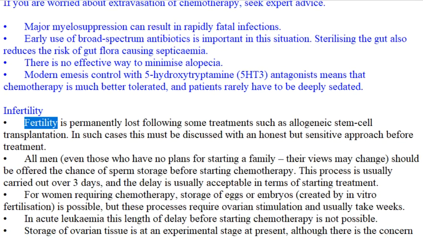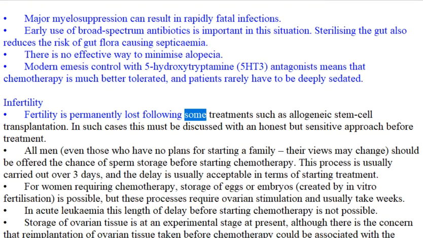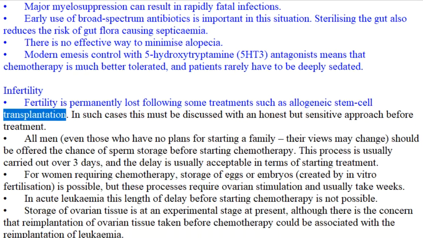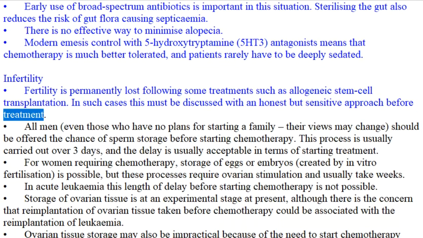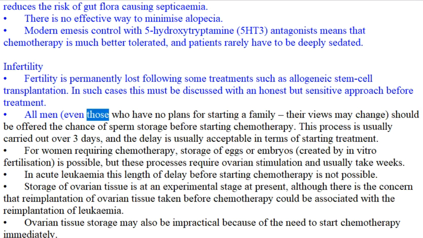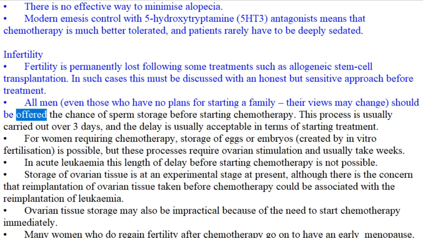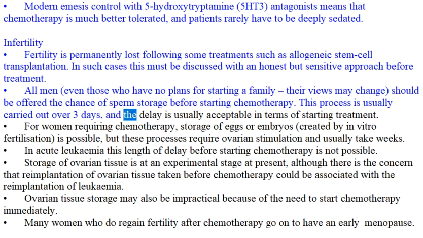Infertility. Fertility is permanently lost following some treatments such as allogeneic stem cell transplantation. In such cases, this must be discussed with an honest but sensitive approach before treatment. All men, even those who have no plans for starting a family, their views may change, should be offered the chance of sperm storage before starting chemotherapy. This process is usually carried out over 3 days, and the delay is usually acceptable in terms of starting treatment.